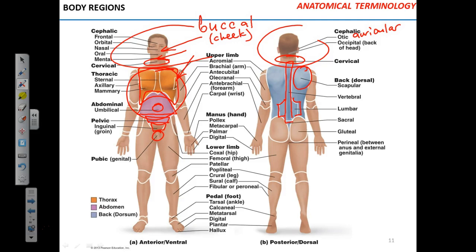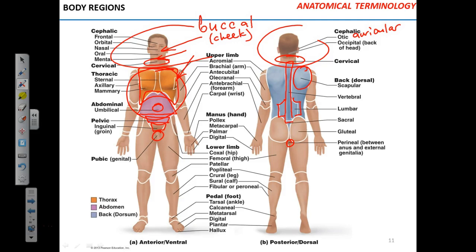Now, if you turn the gentleman around, you will see the region that is called perineal region. It's a small part of pretty much the skin between the anal orifice and the genitalia, in between the legs. Does that make sense?